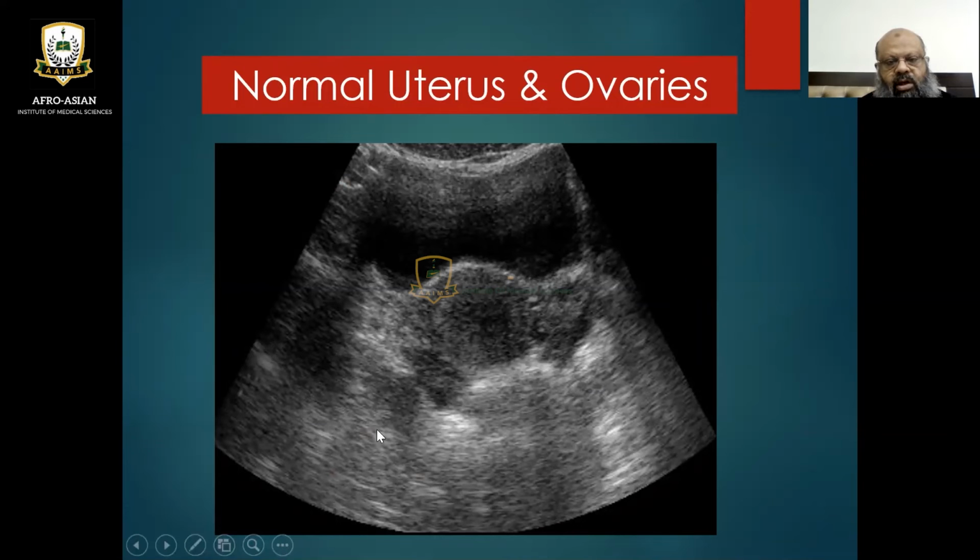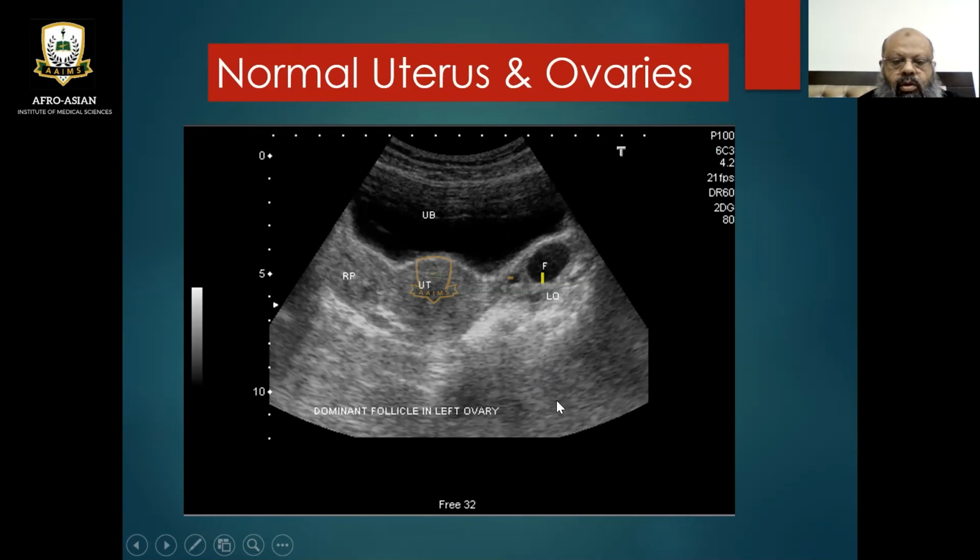While scanning transabdominally, when we put the transducer transversely, the head of the transducer is towards the right hand of the patient. We get a cut section of the urinary bladder with the body of the uterus. This is the right ovary and left ovary.